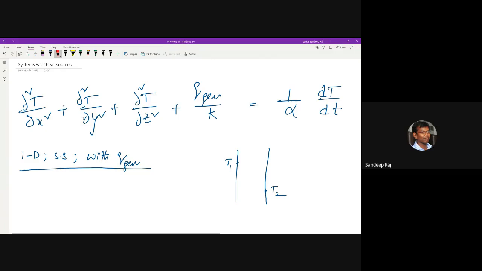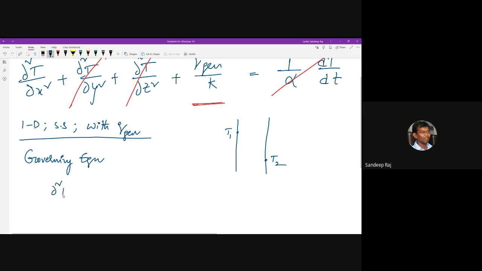If you have to consider that here, this is one dimensional, so I can neglect the y and z. I can neglect the RHS also, but I cannot neglect this part, that is Qgen by K. So this will be there in my governing equation now. The governing equation is dou square T by dou x square plus Qgen by K is equal to 0. So this will be our governing equation.